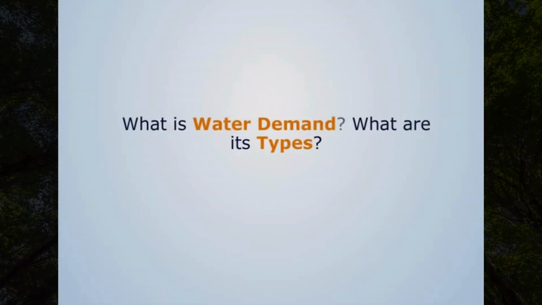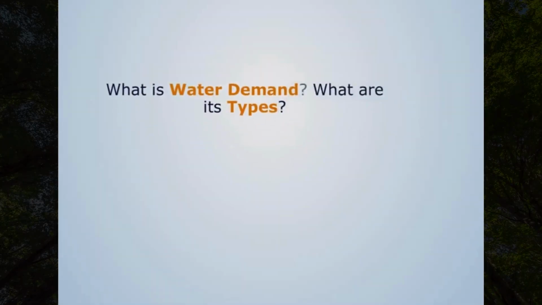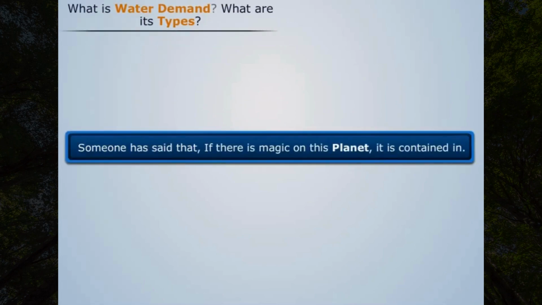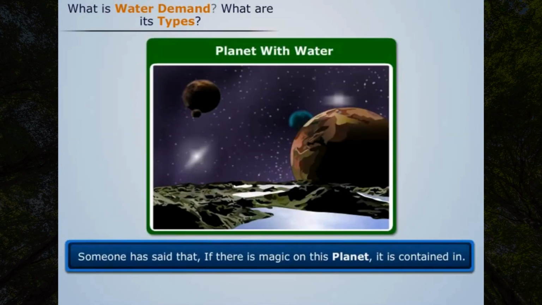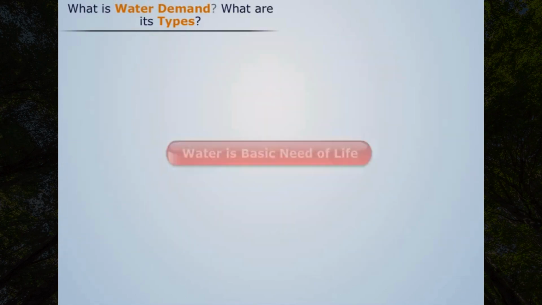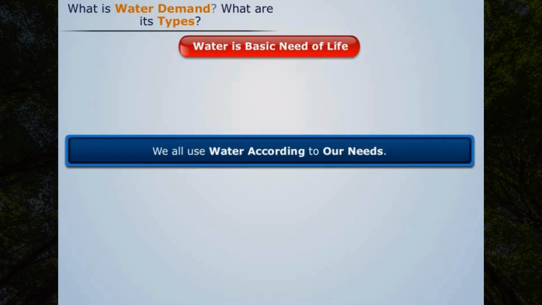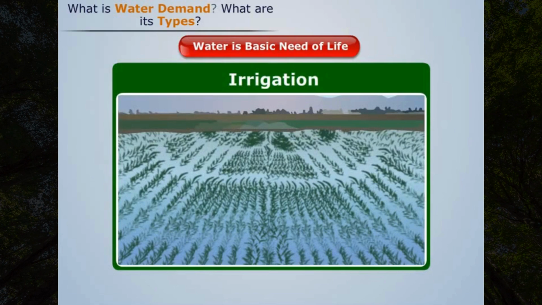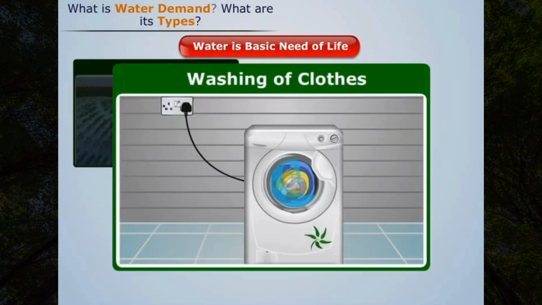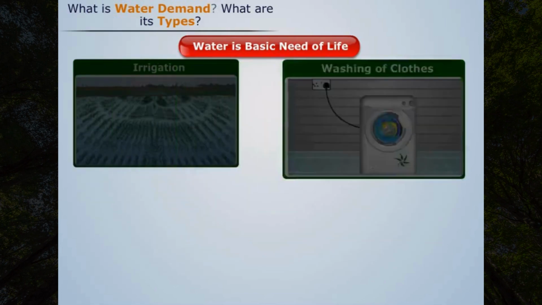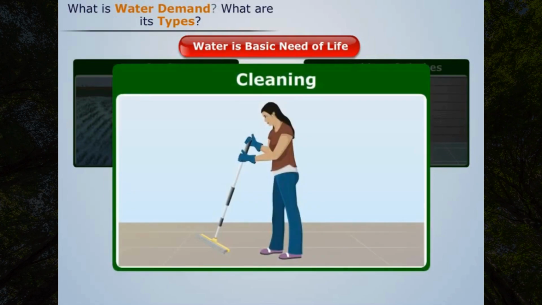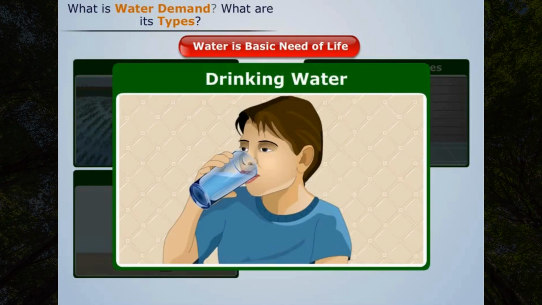What is water demand? What are its types? Someone has said that if there is magic on this planet, it is contained in water. Water is the basic need of life. We all use water according to our needs. Someone uses it for irrigation, someone for washing clothes, someone for cleaning, etc. But the most important use of water is drinking.